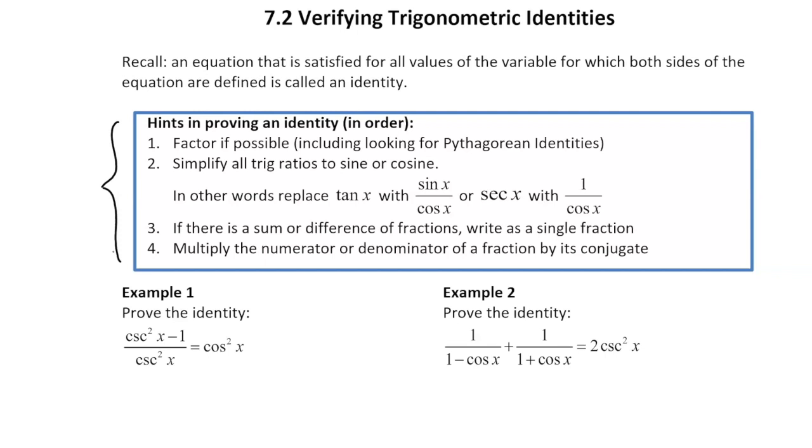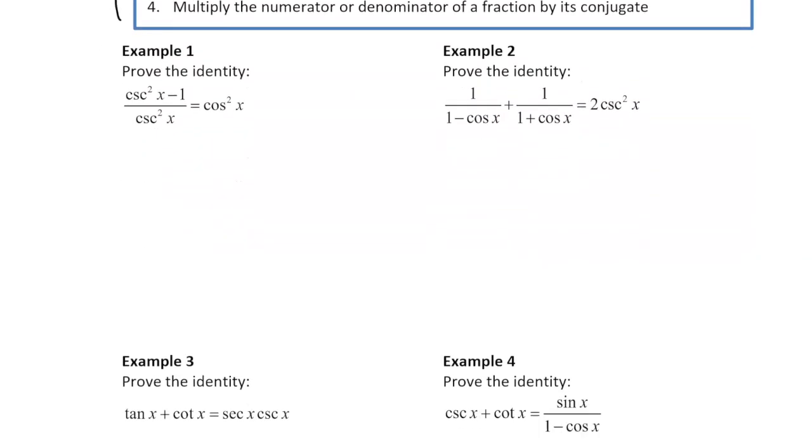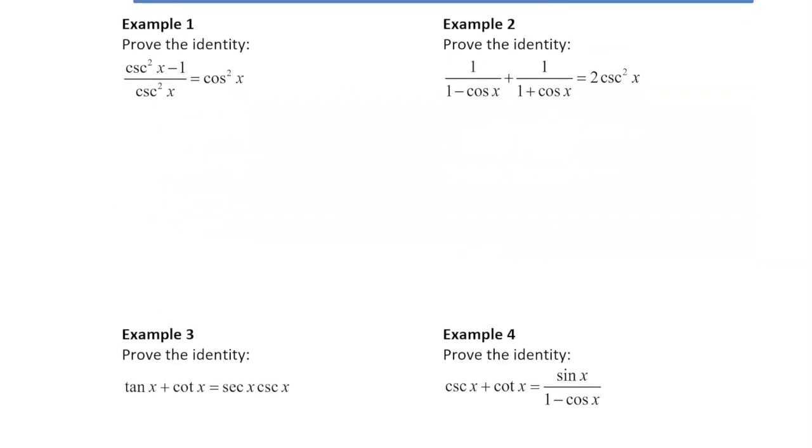So let's take a look at what it means to be able to prove an identity. Here's a couple examples. If you look at this first example right now, what it's saying is, prove that this statement is true. It's saying cosecant squared x minus 1 over cosecant squared x, prove that that is equal to cosine squared x.